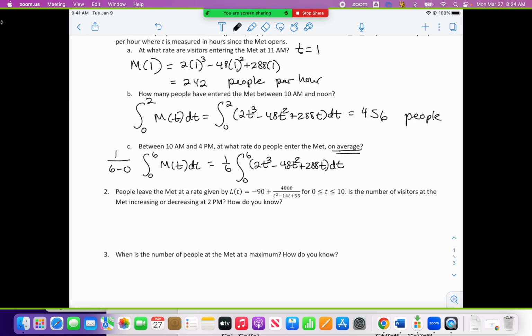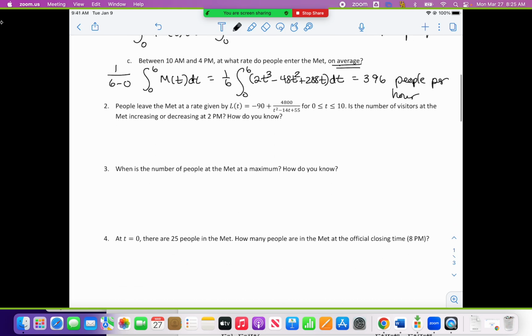Now, this is a rate. So when you're asked for an average rate or average value, then notice my units change. So I'm getting 396 people per hour. Did you get that? All right, awesome. So we're learning and practicing how to use those calculators.